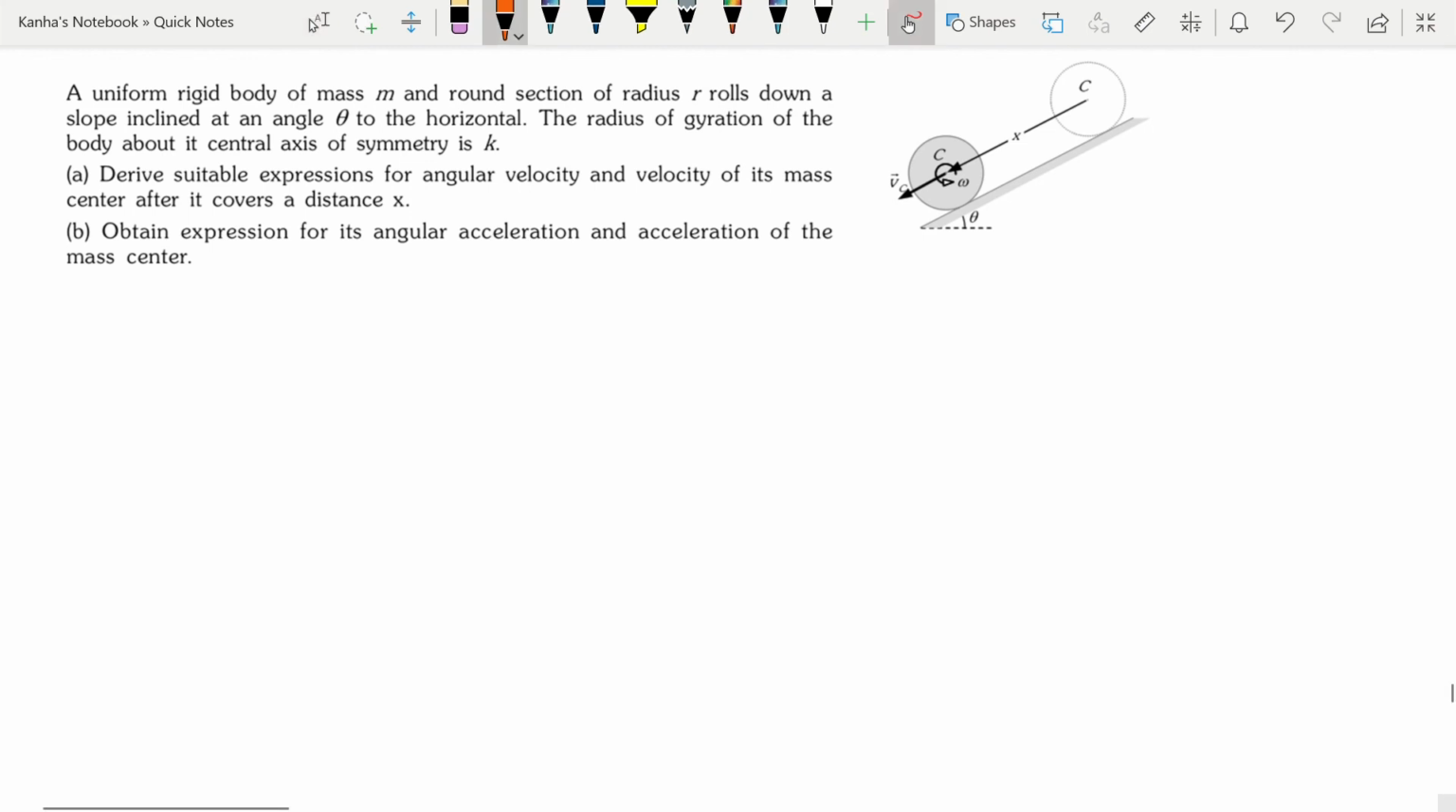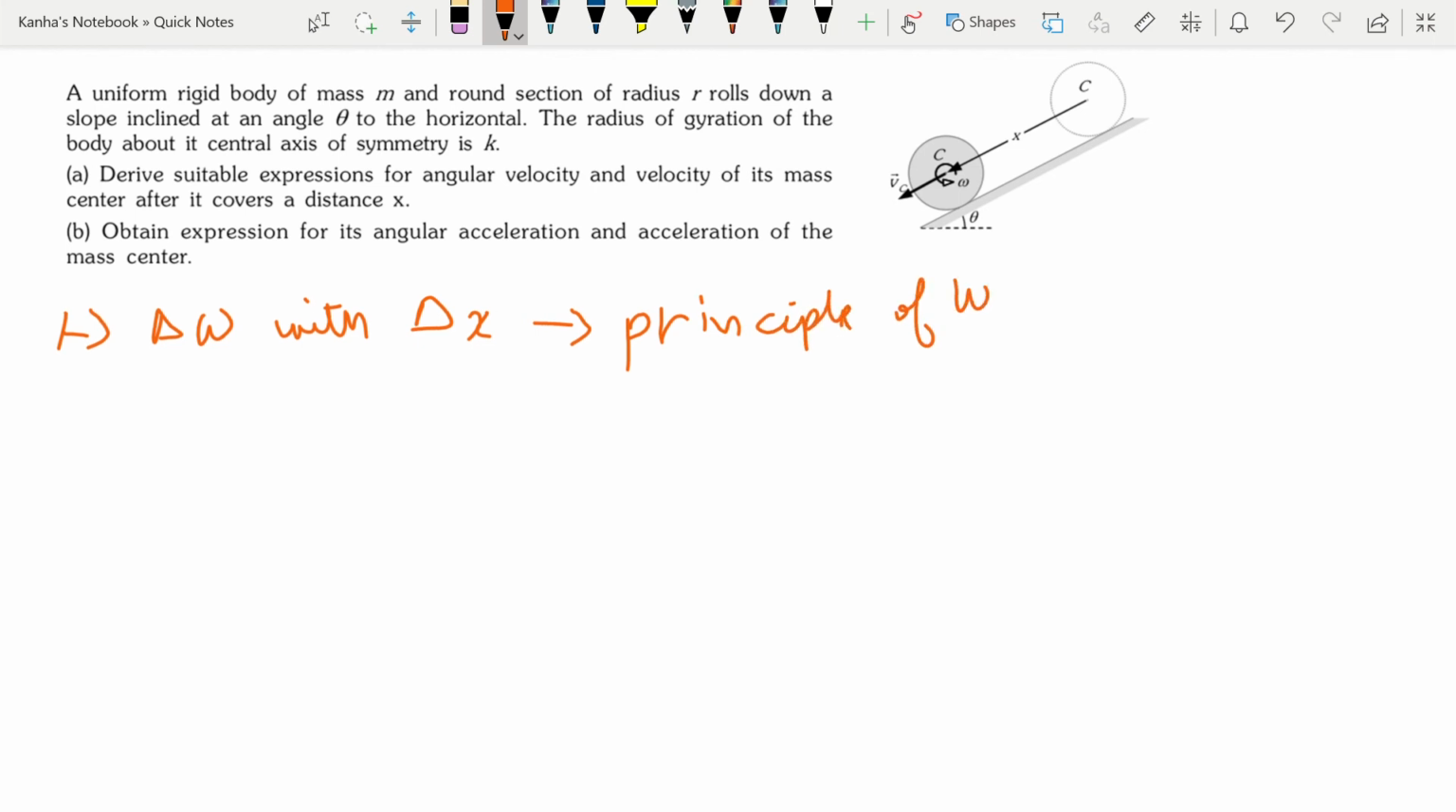As you can see, this problem involves a change in the angular velocity with a change in position. So whenever this happens, there is a demand for the application of the principle of work and energy. Okay, so you can make a small note here that if there is a change in angular velocity, a delta omega, with change in the position, then it is often the case that we will be requiring the principle of work energy.